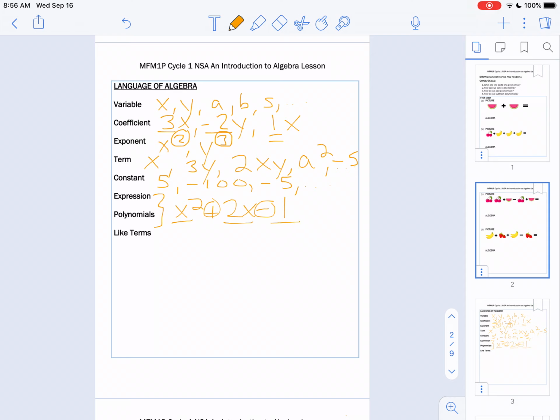Like terms refers to terms that have the exact same variable parts. So if I have 2x squared and 3x squared, those would be like terms because they both include an x squared, the same base and the same exponent in the power. 3x would not be a like term because it doesn't have a squared.